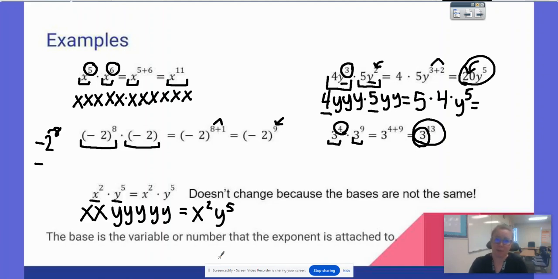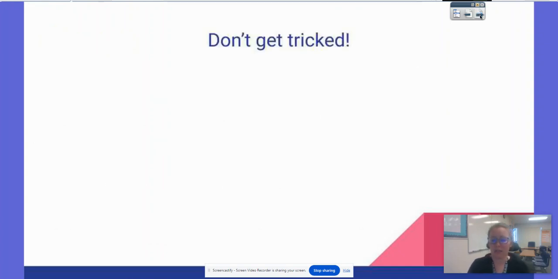But that's not all you can possibly learn. Please pay attention as we look at this very last slide. I just don't want you to get tricked. That's what this last slide is: don't get tricked. And let me show you some things that might trick you.